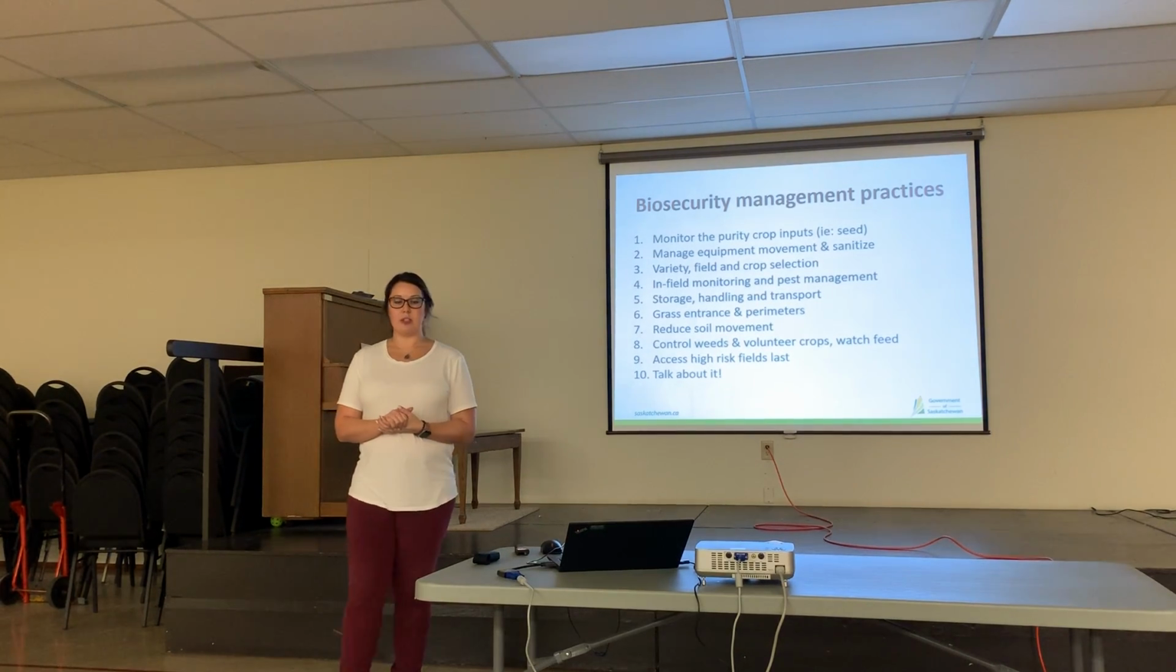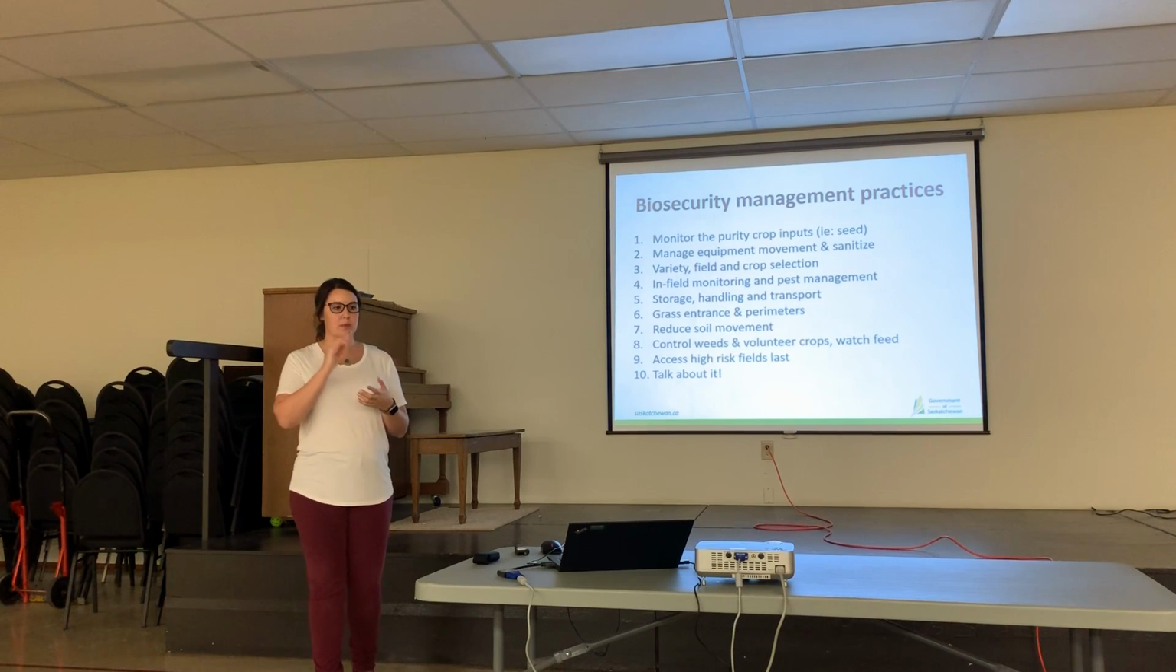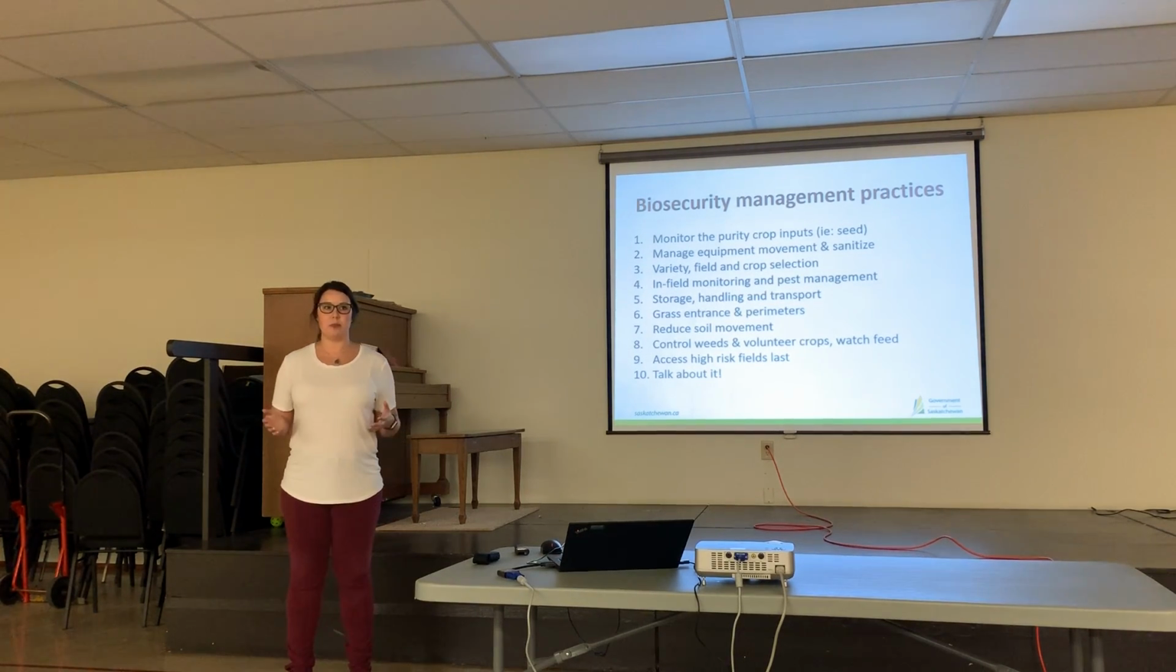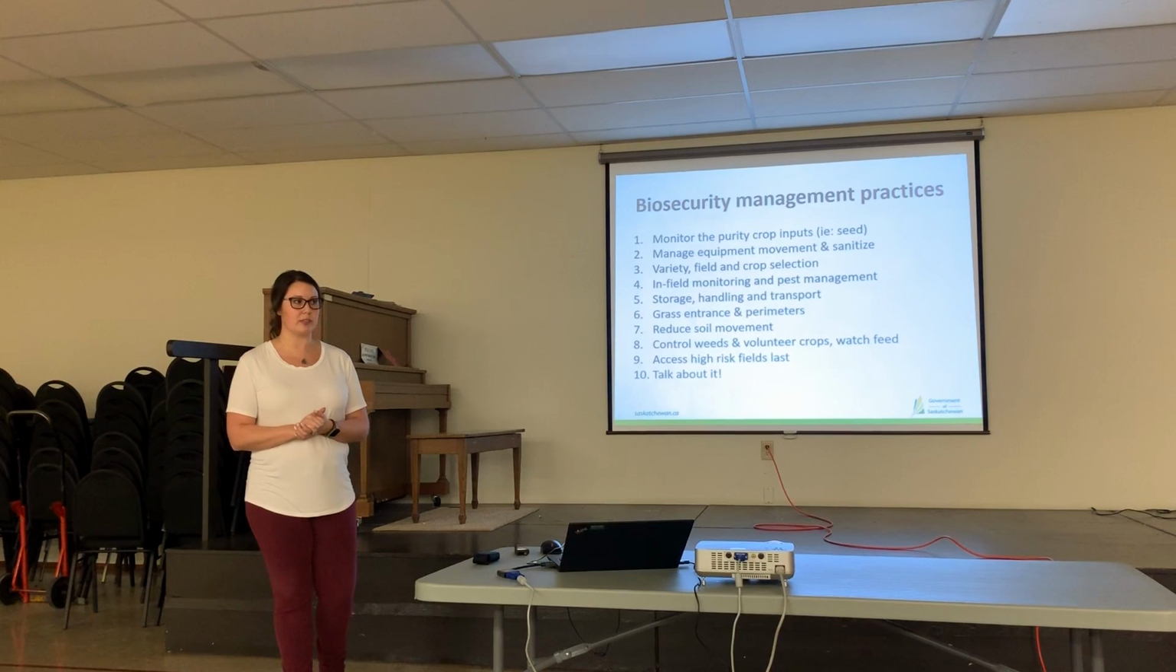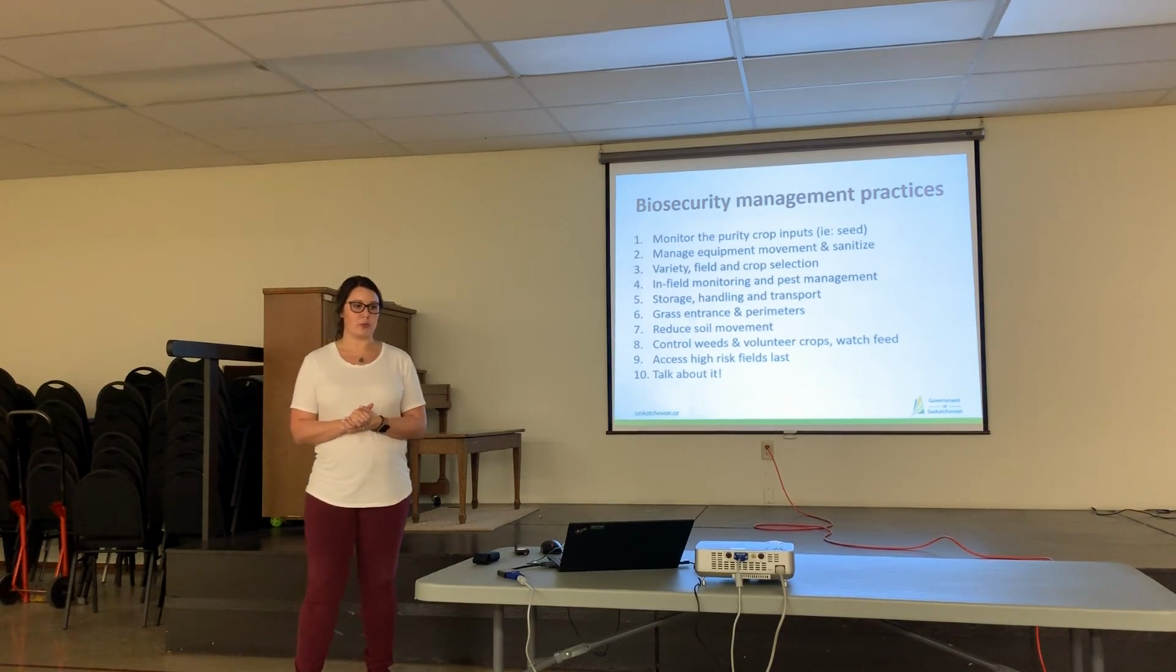Control weeds and volunteer crops. So clubroot can still be found on brassica weeds, and not just in canola years. It can be found at any time. So if you are growing corn and you have volunteer canola, you can scout for clubroot. You'll still see the galls on those weeds.